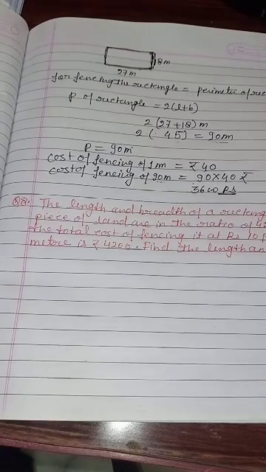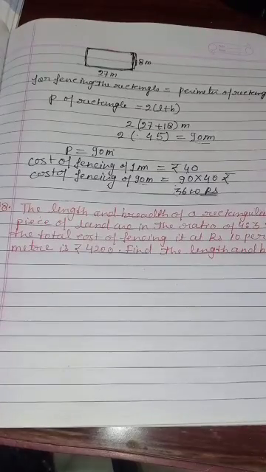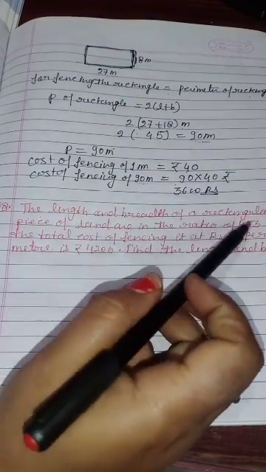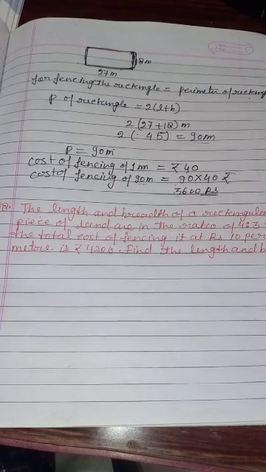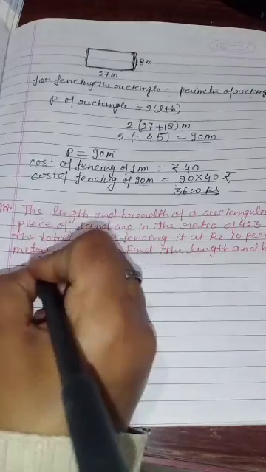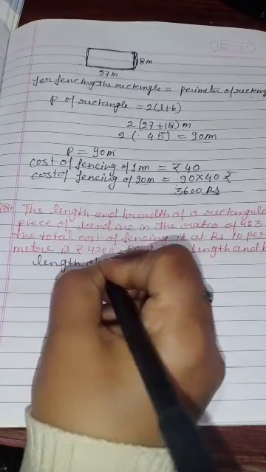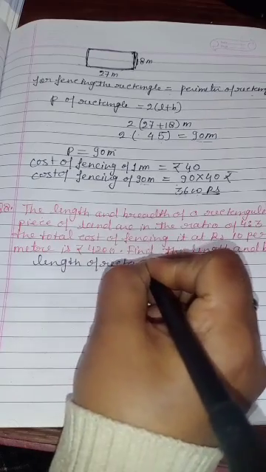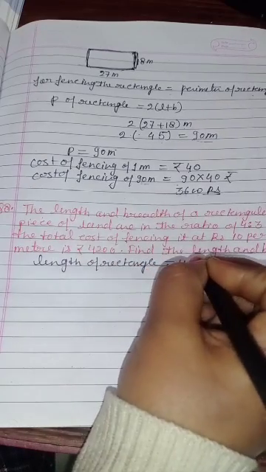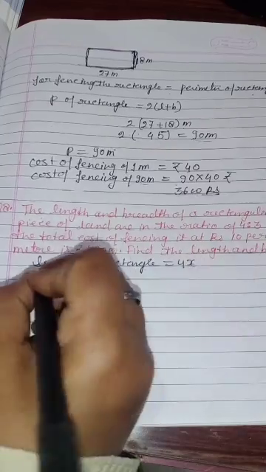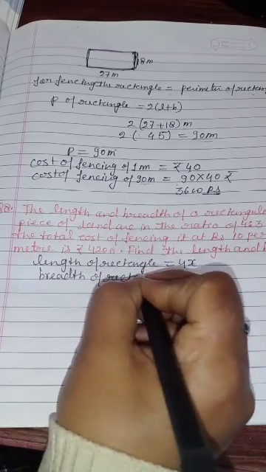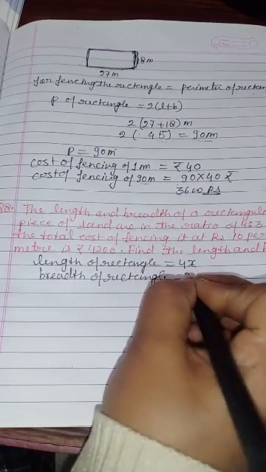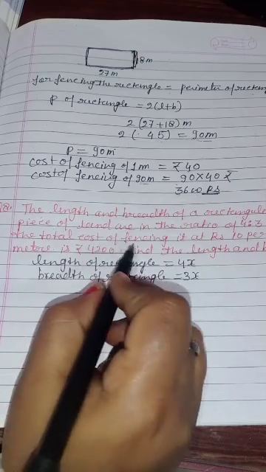Okay, now see that. Question number 8. The length and breadth of a rectangular piece of land are in the ratio of 4:3. Length of the rectangle is equal to 4x and breadth of the rectangle is equal to 3x. Okay, if the total cost of fencing, just now I taught you that fencing means we are making the boundary of the rectangle.